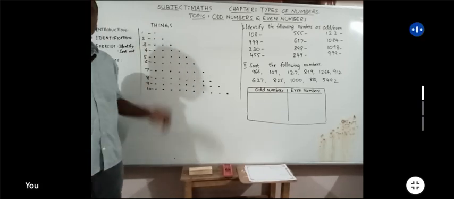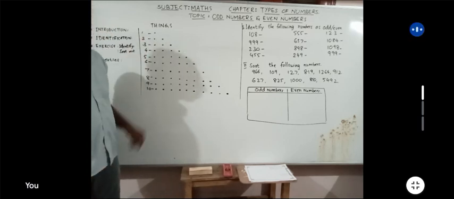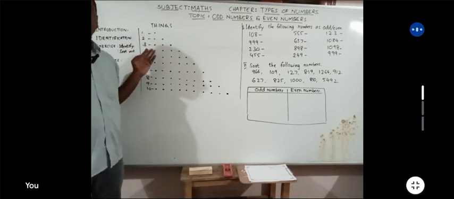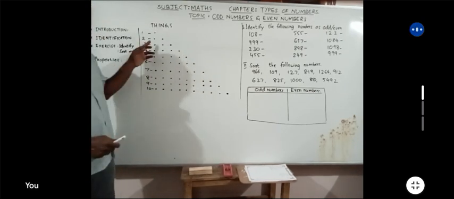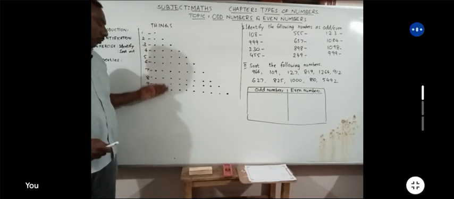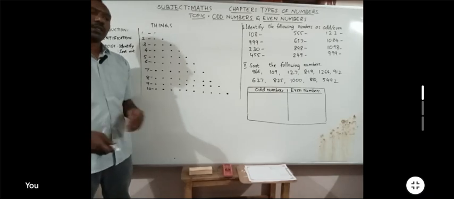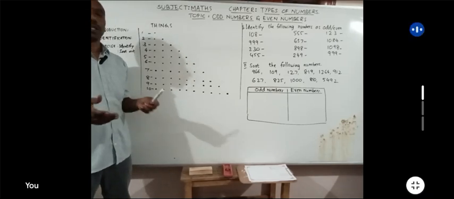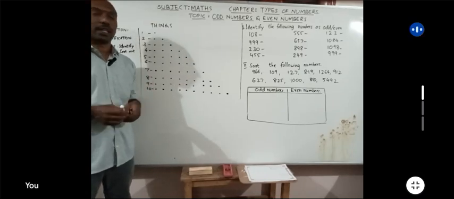When the number of things are given, for example, I have written some things here. Here I have chosen dots. Here one dot is there. Here two dots are there. Here three are there. 4 up to 10 I have written. So when a number of things are given, you can pair them. Pair means two dots or two things can be clubbed together.